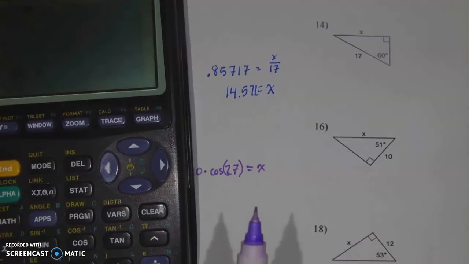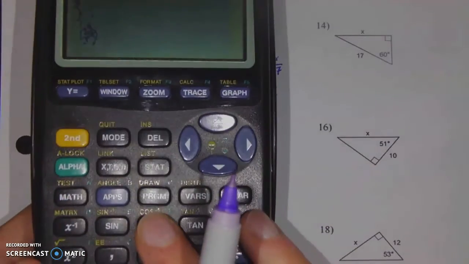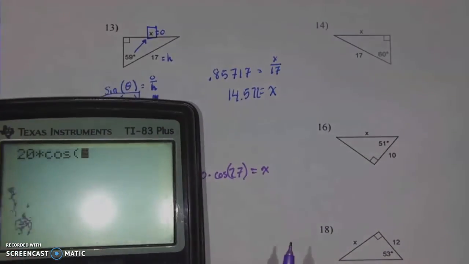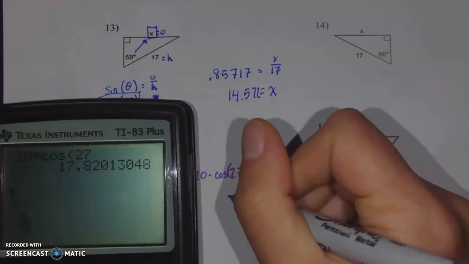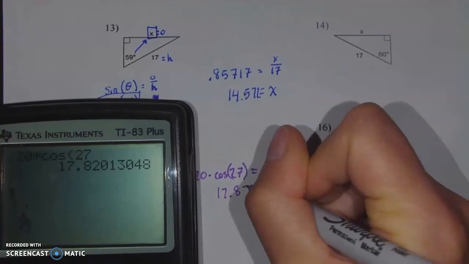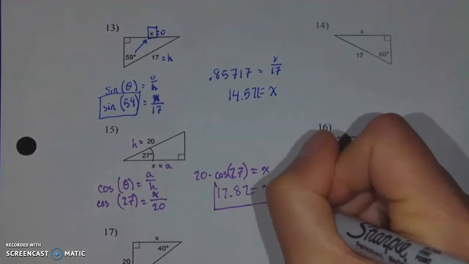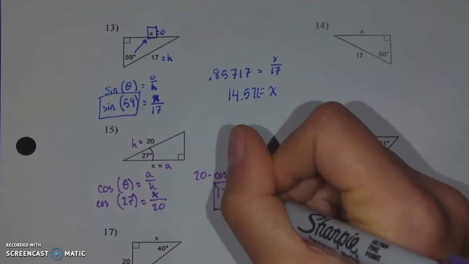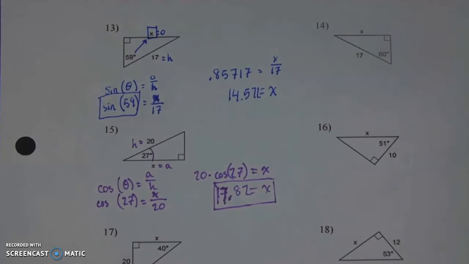I'm going to do 20 times my cosine, again, that middle button's over here, cosine of 27. And that gives me an answer of 17.82. And so that's my final answer. Now, last but not least, I think I just made that messier.